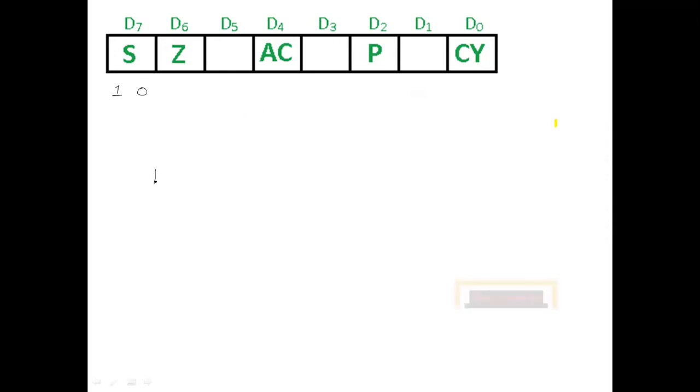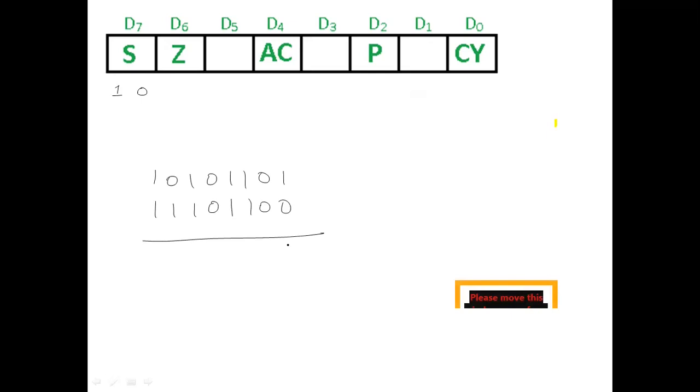Auxiliary carry flag. For this, we'll have an example something like this. I'm going to add these two numbers. I hope you know binary addition. In binary addition, 1 plus 1 is 1 0. Similarly, 1 plus 1 plus 1 is 1 1. So here 1 plus 1 is 1 0, so 1 is carried here. 1 plus 1 plus 1 is 1 1. Again 1 is carried here.